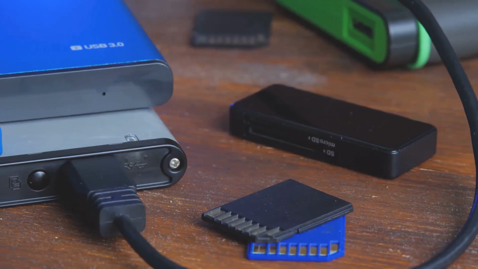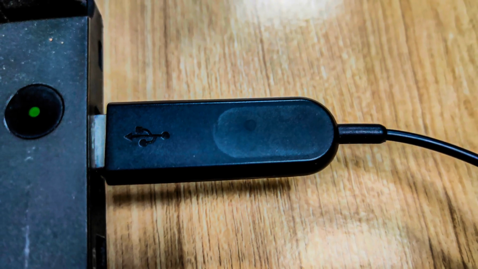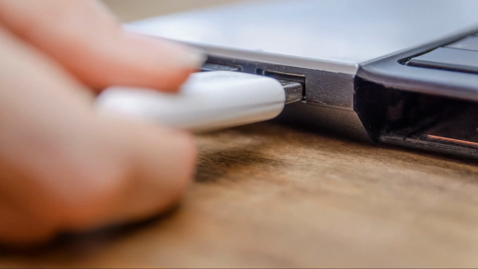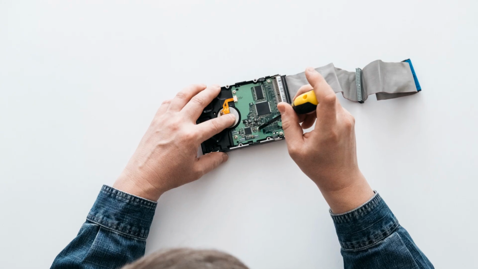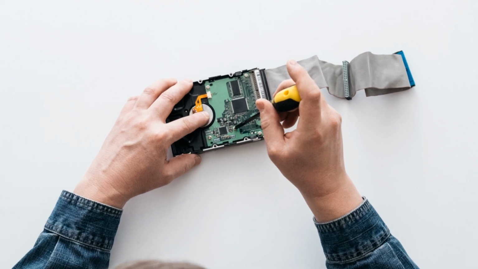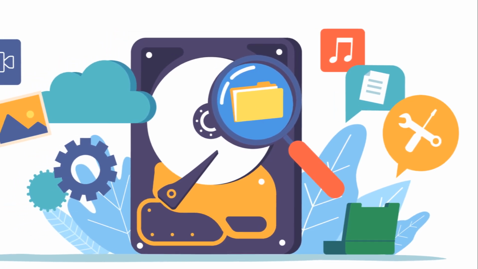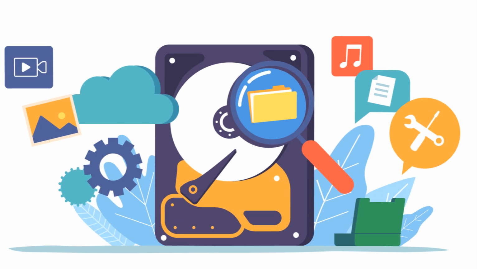3. Use a dedicated recovery drive. If possible, use a separate hard drive or USB flash drive to install the recovery software and save the recovered files. This prevents any accidental overwriting on the original drive. By following these tips, you can significantly improve your odds of a successful recovery.